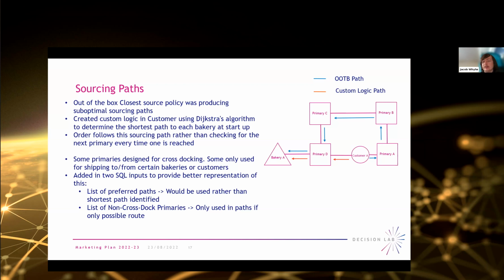In reality, they would be able to see the full network, and they would know, like in real life, that if we were to go from bakery A to primary D to the customer, then it would be a lot quicker. So in order to do that, we decided to use Dijkstra's algorithm, which is probably the most well-known shortest path algorithm. And we did this from each customer to each bakery. We would determine what the shortest path is, both by distance and also by which warehouses it would stop at along the way. And rather than at each primary warehouse checking where it should go next, it would already have that knowledge, so it would just go to the next one along the sourcing path.